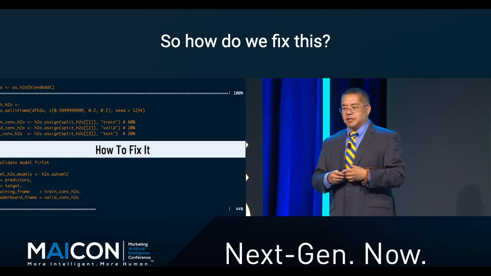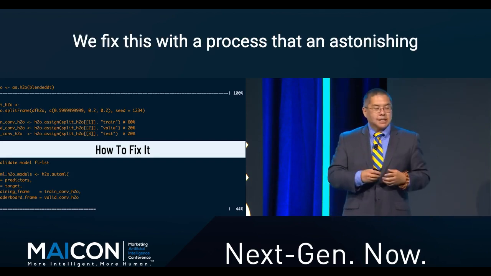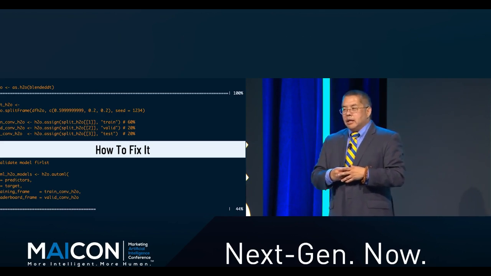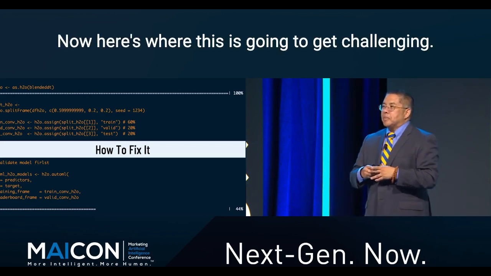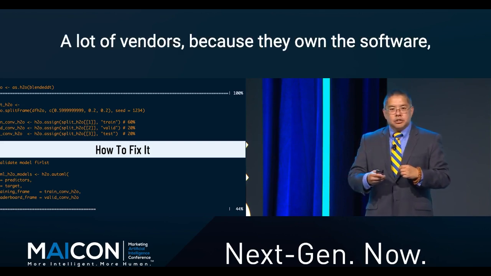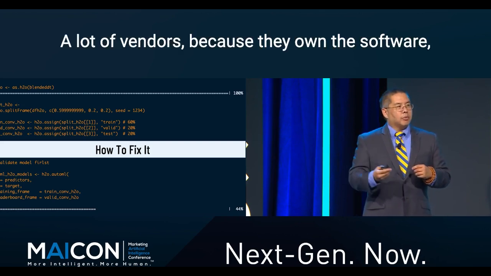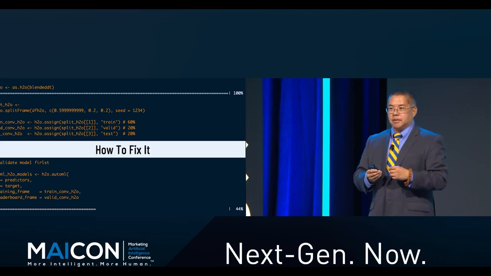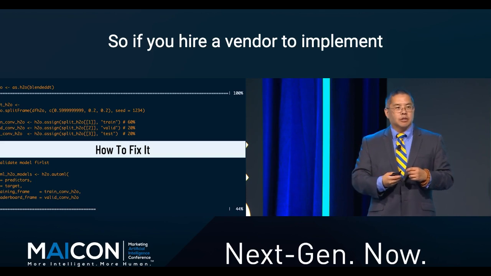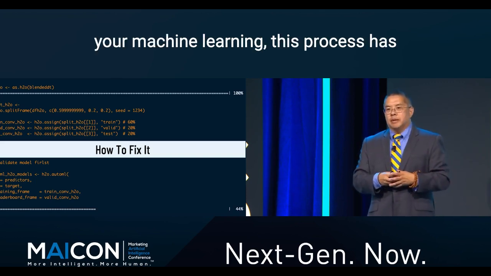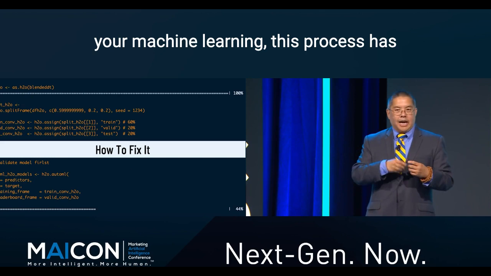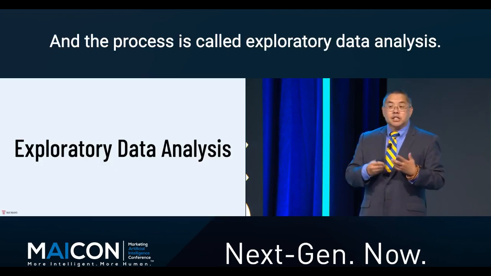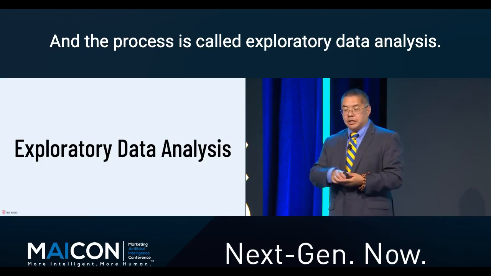So how do we fix this? We fix this with a process that an astonishing number of companies completely skip. Now, here's where this is going to get challenging. A lot of vendors, because they own the software, part of this process is their responsibility. So if you hire a vendor to implement your machine learning, this process has to be part of their work and your work, and very often that does not happen. And the process is called exploratory data analysis.